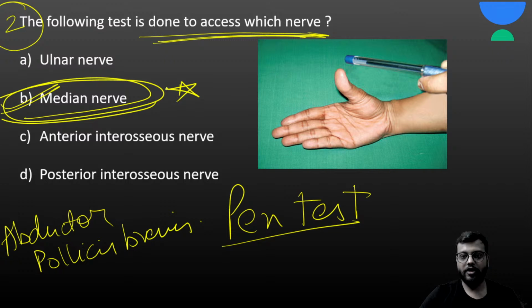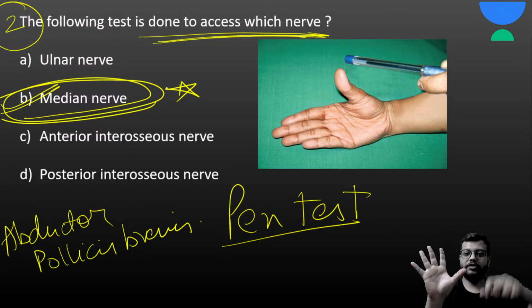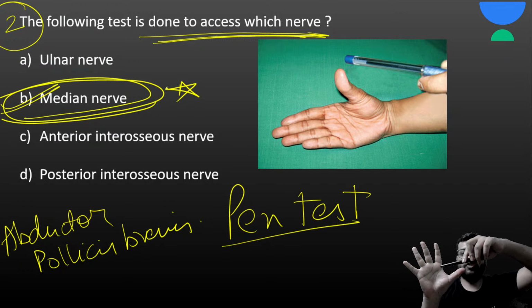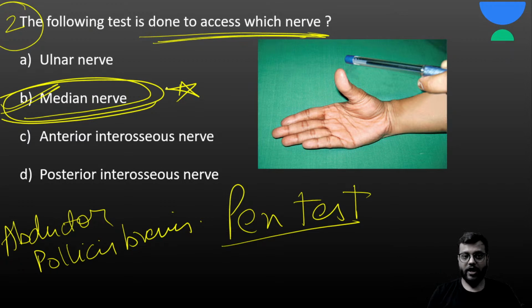And how do we check this? The abduction is like this, so you keep a pen like this. So normally if you abduct the thumb, you can touch the pen like this. So this is your pen test, abductor pollicis brevis. Okay, in ulnar nerve palsy you have the Froment sign, the book sign, you have the Igawa sign. In anterior interosseous nerve palsy you have this OK sign. Okay, so this pen test is the characteristic test used to assess the median nerve.